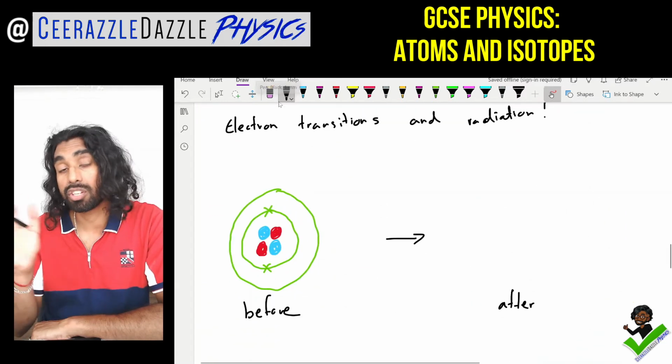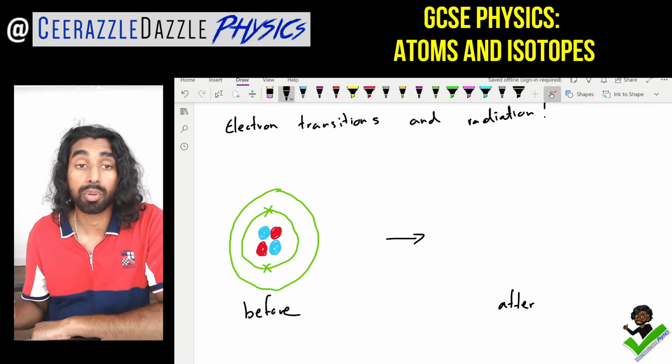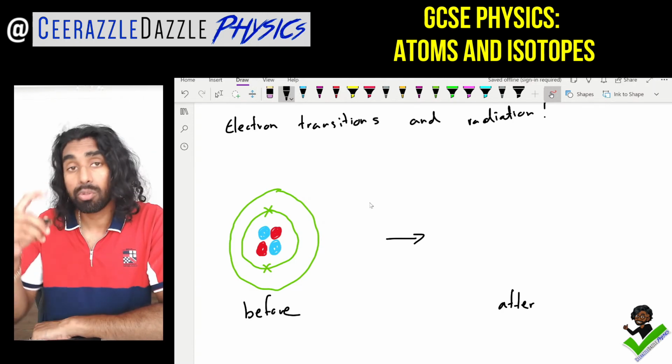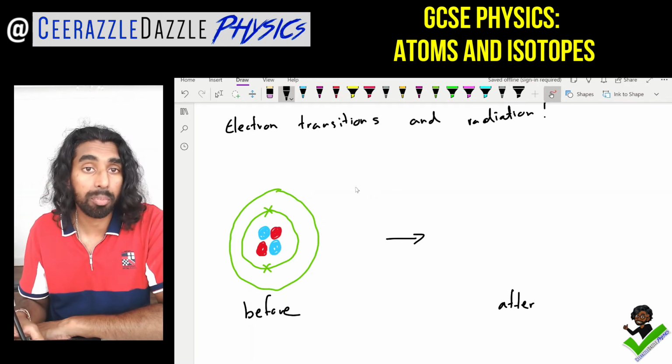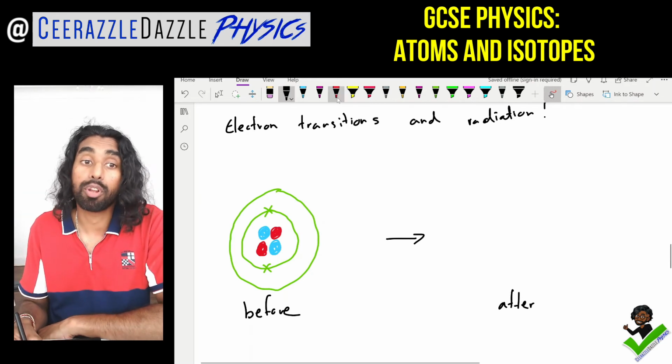So the other bit that you need to know about GCSE physics, and this is in the higher tier of the course, is going to be how do electrons move up a level? How can they move up a level? Well, they can move up a level in the following method.